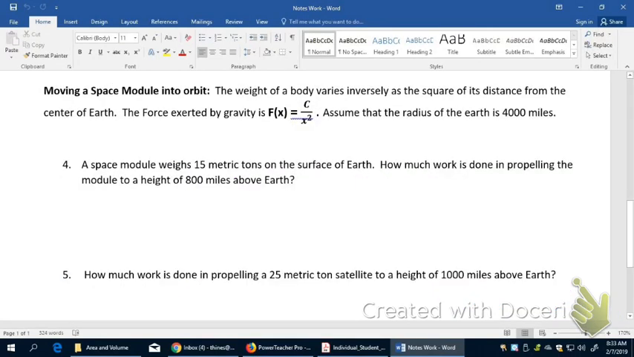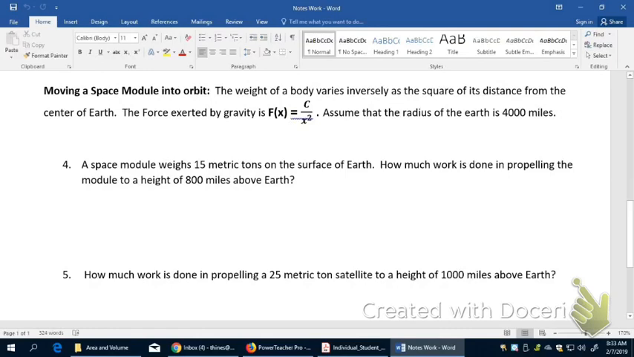Okay, so next kind of example, it's moving a space module into orbit. Some things that they want you to know is that the radius of Earth is 4,000 miles, or something thereabouts. They also want you to know that the weight of a body varies inversely as the square of its distance from the center of Earth. So because of that, the force exerted by gravity is F of x equals c over x squared.